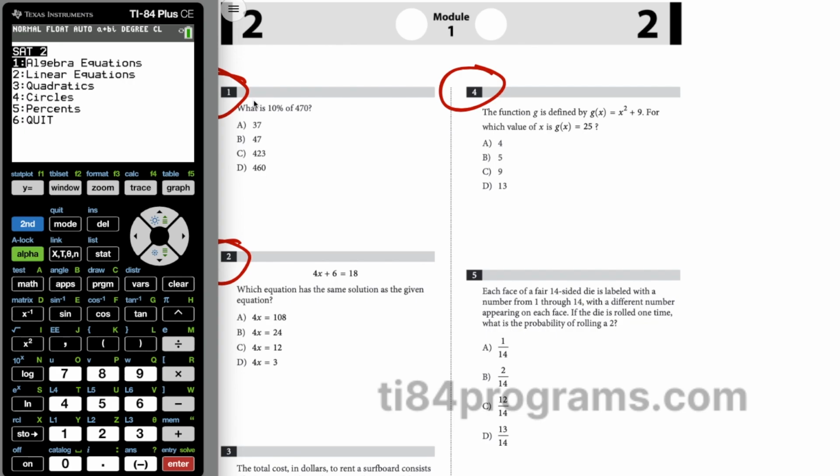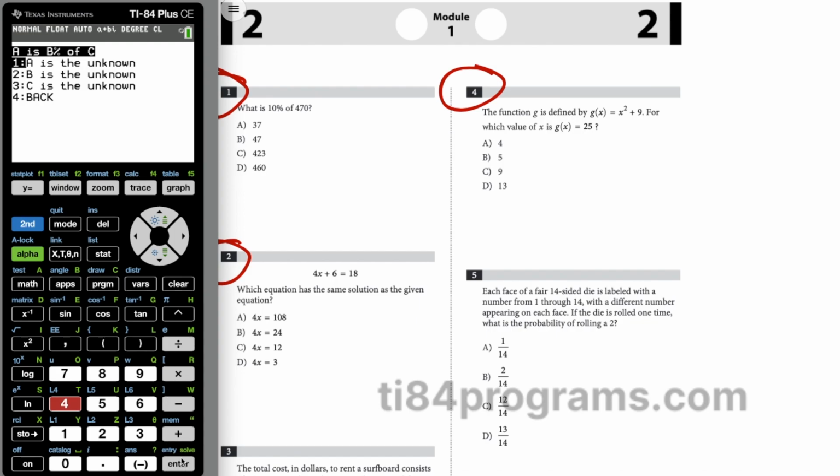First one, number 1, is percent. So we're going to choose option 5 from the main menu. And then we're going to do A is B percent of C, so option 4. And then A is the unknown, because what is the A? A is B percent of C. What is 10% of 470?